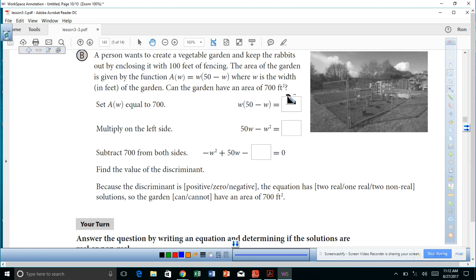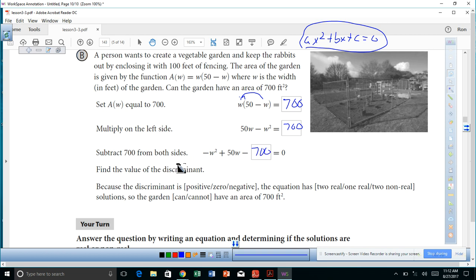So we're going to set A of w equal to 700. All right. And then we're going to multiply on the left side. So we're going to distribute the w inside the parentheses there. And we get 50w minus w squared equals 700. And then we're going to subtract 700 from both sides and rewrite it in the form ax squared plus bx plus c equals 0. We rewrote it in that form there.